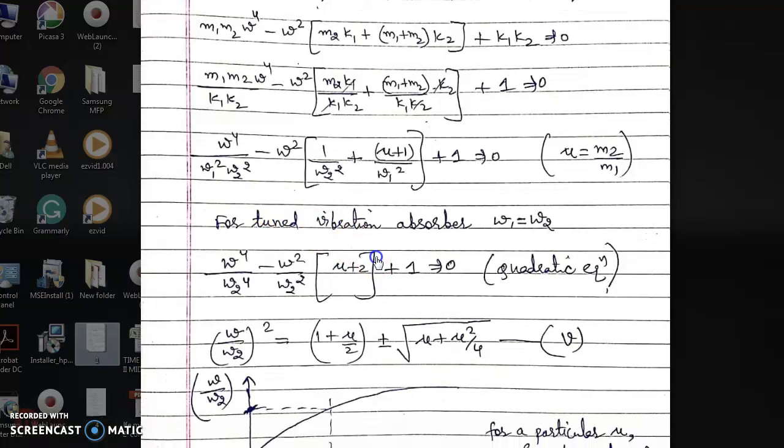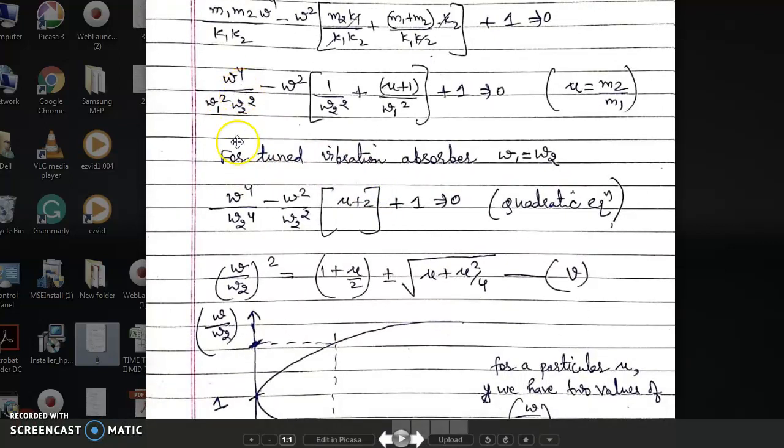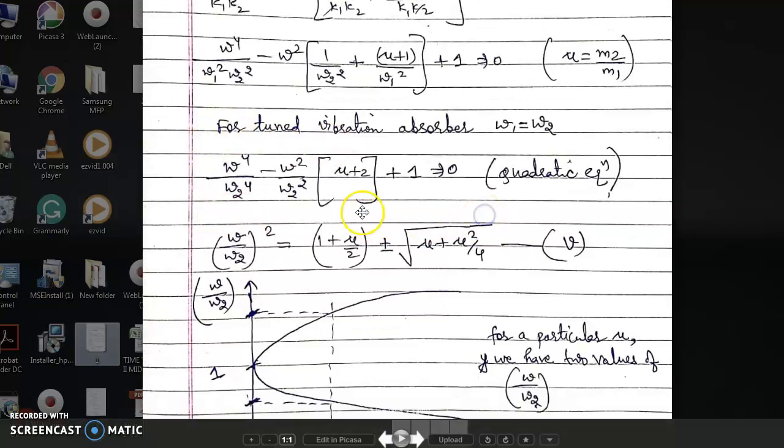Okay. So I'm assuming this omega 4. Now I'm setting only to omega 2 square. Okay, omega 1 square is equals to... okay. So this will be, now you know this is quadratic equation and you are very expert in quadratic equation. I know how to solve this. So I have skipped the steps, so you have to do it. And the roots omega upon omega 2 whole square is equals to 1 plus mu by 2 plus minus root of mu plus mu square by 4. Mu is a mass ratio, don't forget it.